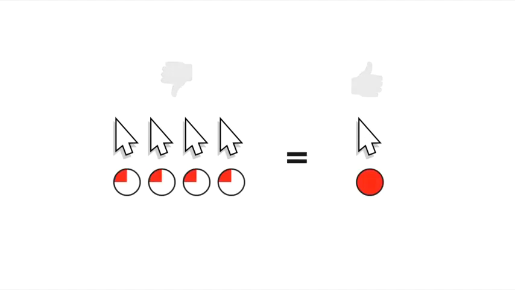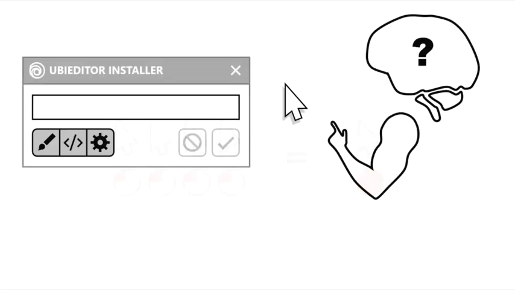Some people think that the number of clicks is a way to measure how efficient an interface is to use. The reality is that 4 fast clicks could take the same amount of time as 1 slow click. For example, let's imagine that we were going to design an interface to install and update the UB editor. It would not be used often, but it would be used by a lot of people.